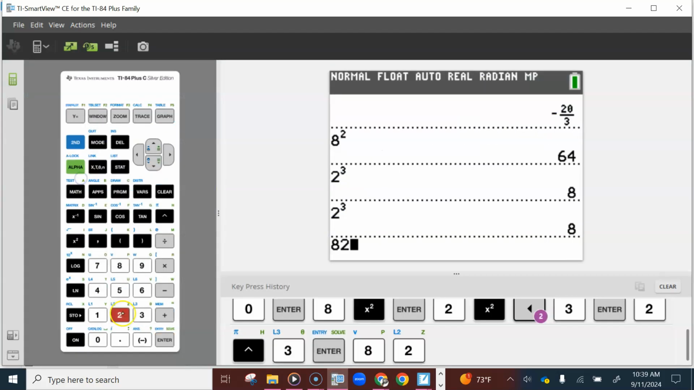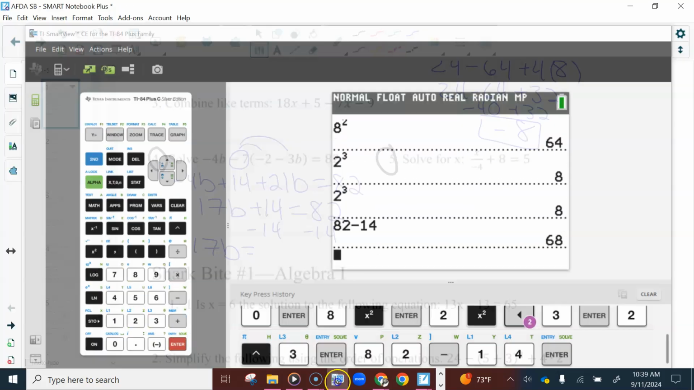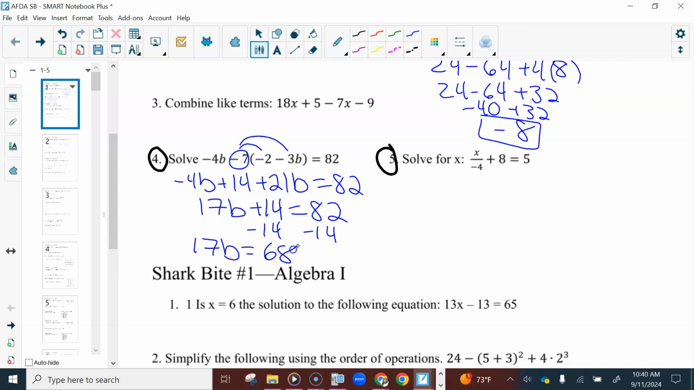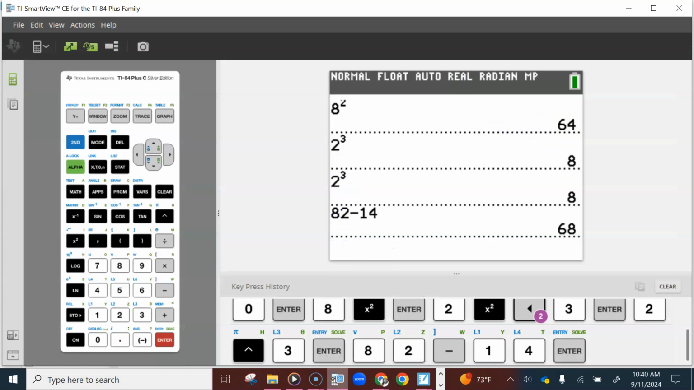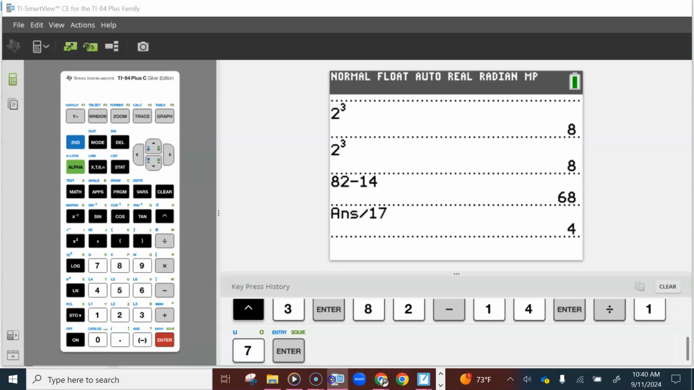My brain completely blanked on that. 60. Thank you. And then divide on both sides. Equals plus equals 4. It was 3.